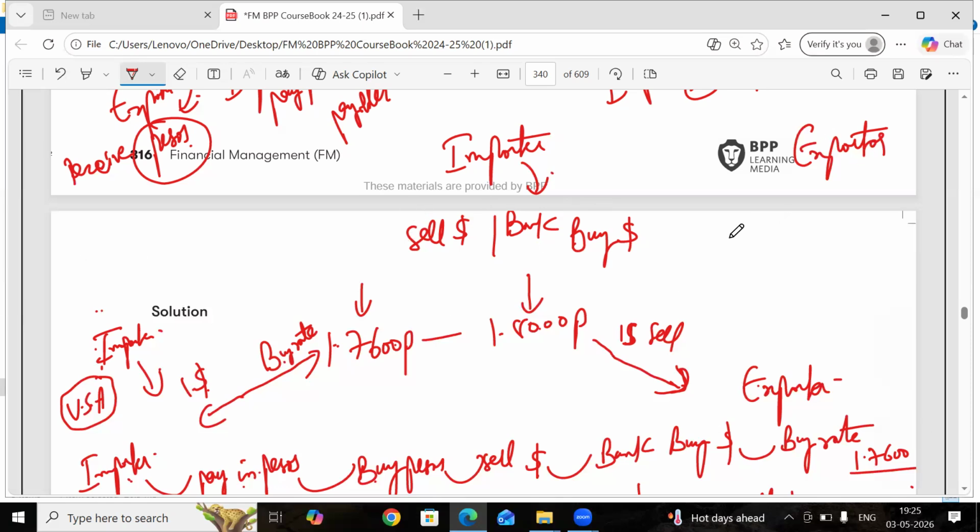The exporter always buys dollars, and the bank will sell dollars. Okay, that's it. Bank buys dollars, bank sells dollars. Exporter buys dollars, importer sells dollars. Importer sells dollars, exporter buys dollars. Bank buys dollars, bank sells dollars. That's it.